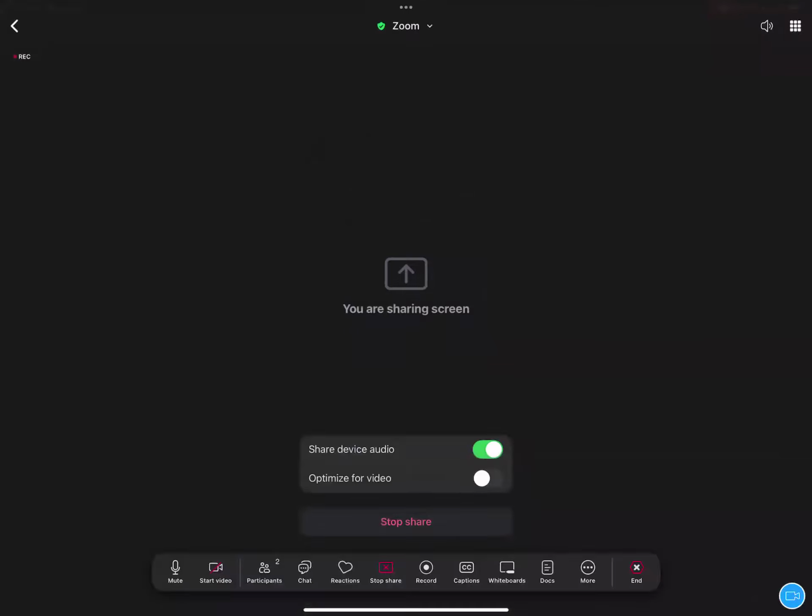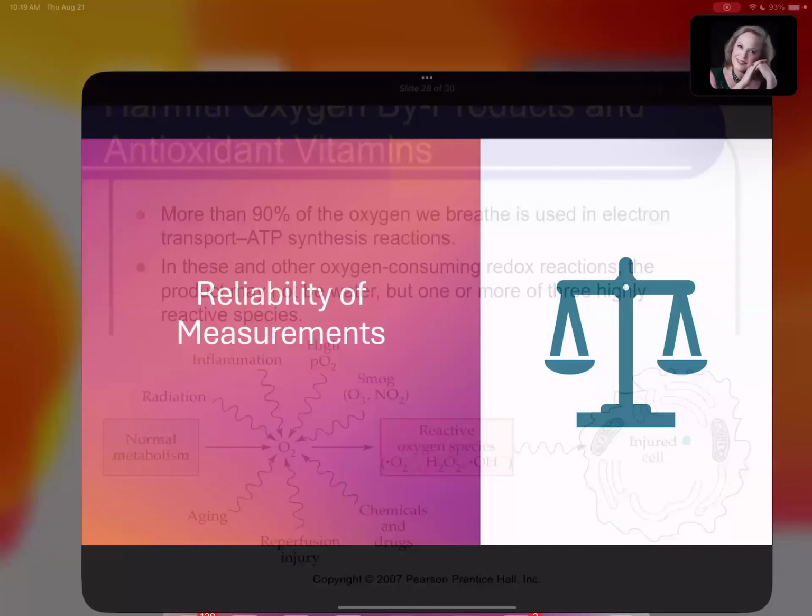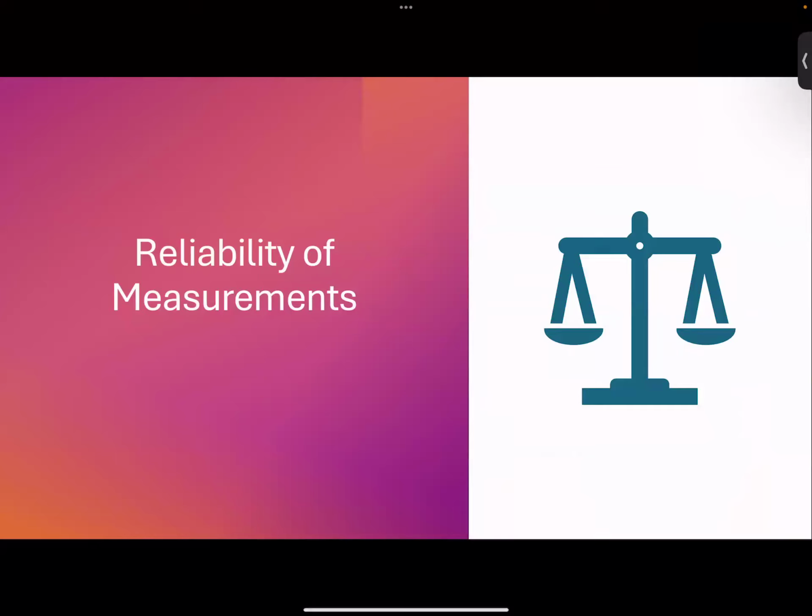Mm. Oh, I know one. I got to remember all my keys. Okay.